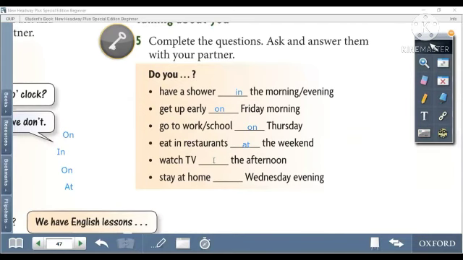Watch TV in the afternoon. Period of time. Excellent. In. Stay at home on Wednesday evening. Here I have a day and a period of time. Excellent. Okay.